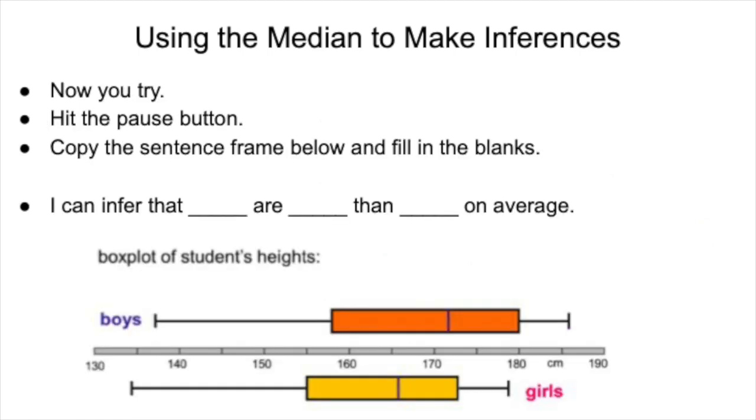Now you're going to try. You're going to copy the sentence frame below and fill in the blanks. Use the box and whisker plot about students' heights to fill in the blanks. Hit the pause button and then press play when you're ready to check your answer.